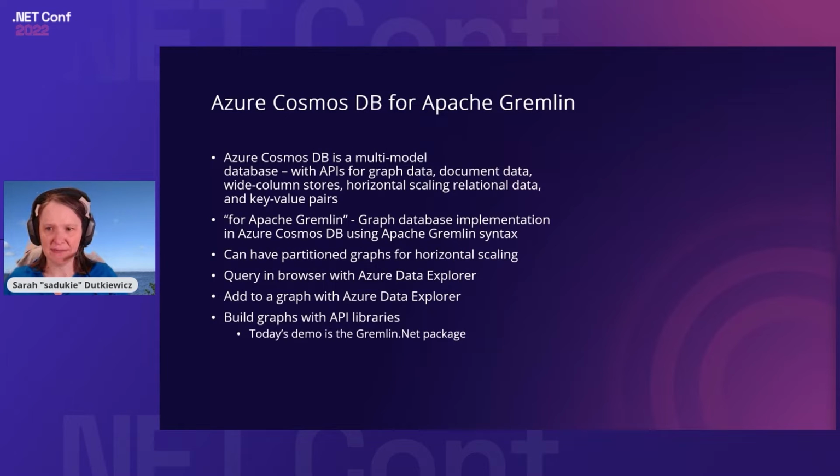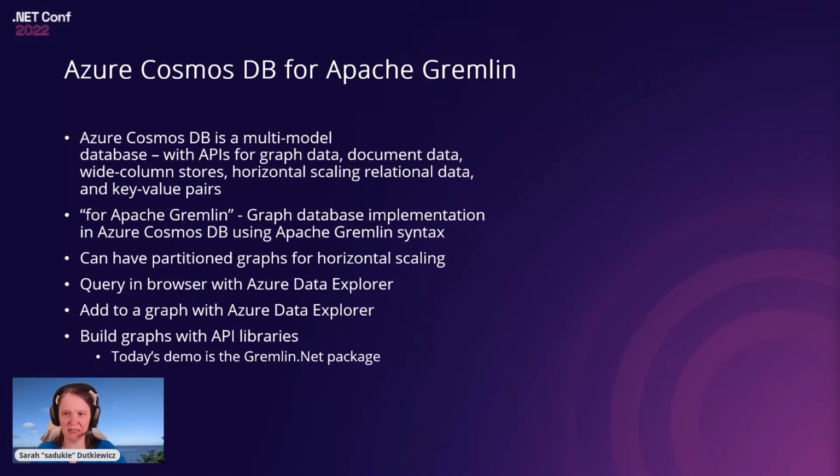Now, Azure Cosmos DB for Apache Gremlin, what is this? Azure Cosmos DB itself is a multi-model database. Think of it as it used to be just NoSQL, but it's not anymore. They have APIs for graph data, document data, wide column stores, horizontally scaled relational data, and key value pairs. The Apache Gremlin part is what we will be looking at in this session. And this is talking about the graph database implementation using Apache Gremlin syntax.